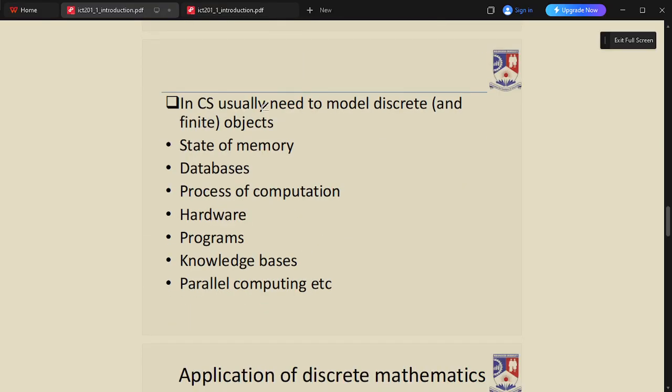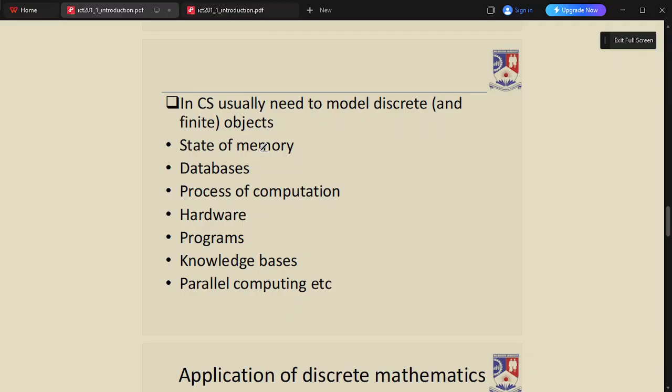So in computer science, there's need to model discrete objects, or rather say finite objects, such as state of memory, databases, process of computation, hardware, programs, knowledge bases, parallel computing, etc. So what is meant by the state of a memory?